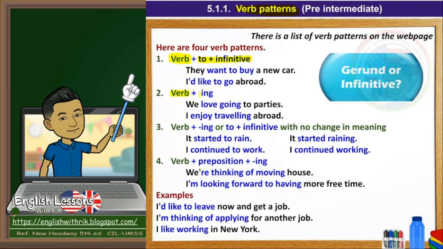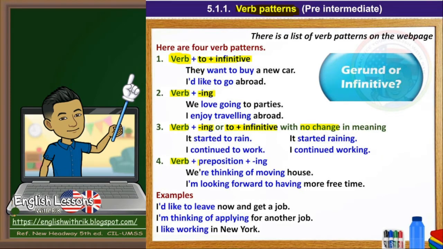Verb plus the ing form. We love going to parties. I enjoy travelling abroad. Verb plus the ing form, or to plus the infinitive, with no change in meaning. It started to rain. It started raining. I continued to work. I continued working.